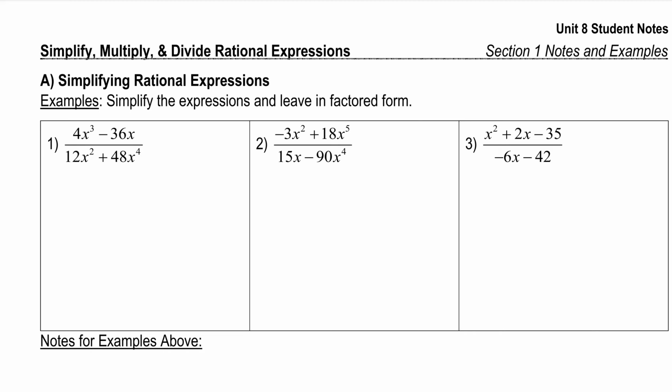This is Unit 8, Section 1, Notes. We're going to move on to rational functions. So this first section is simplify, multiply, and divide rational expressions. So we gotta do the basics before we do the harder stuff. Okay? So this first section A is just simplify the expression and leave in factored form.